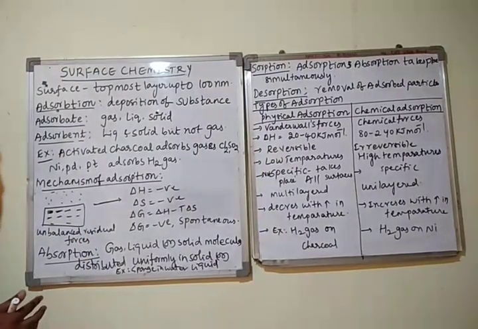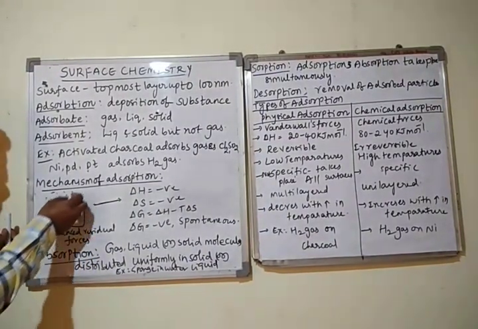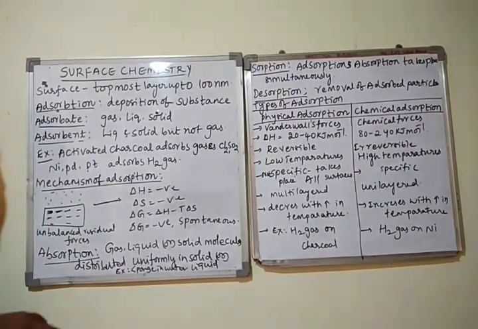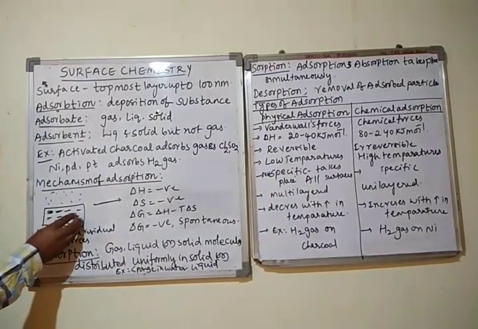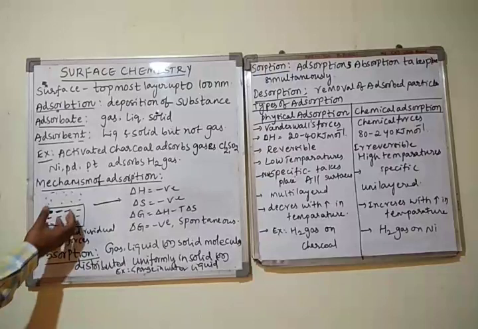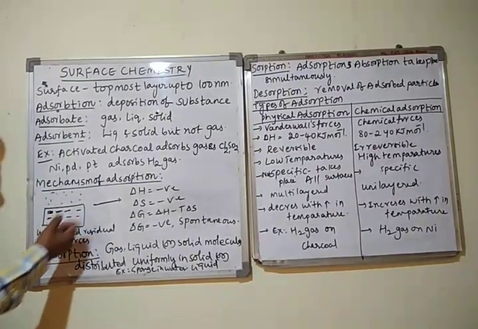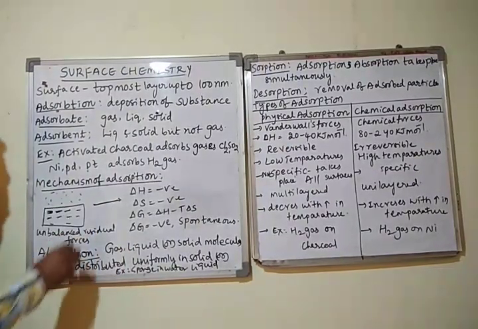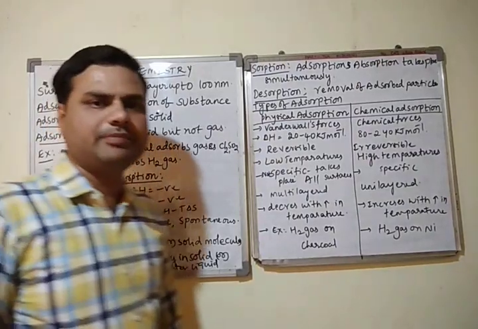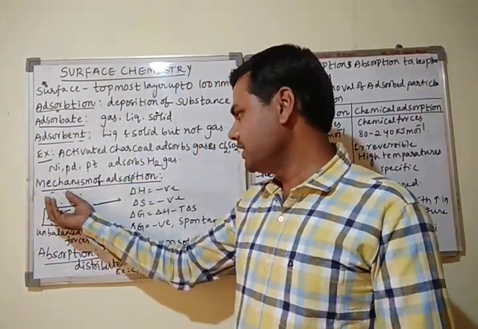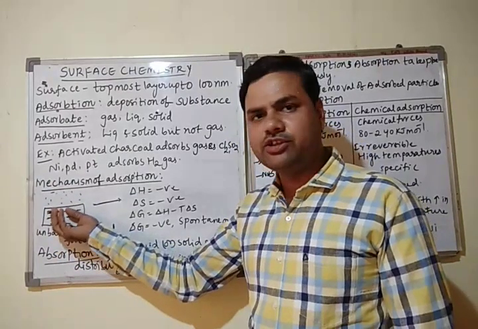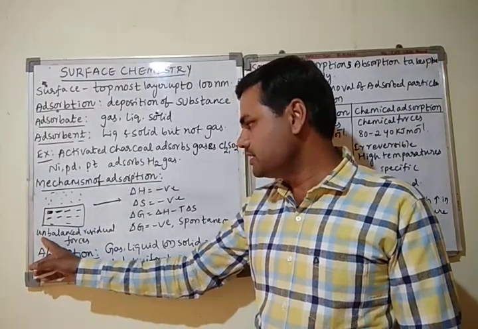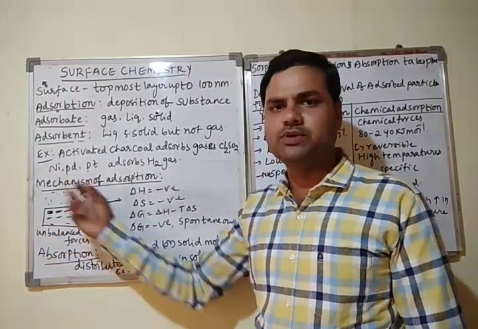Unbalanced residual forces. Similarly, the adsorbate particles come near to the adsorbent. During adsorption, what happens? The adsorbate particles come near to the adsorbent. In between these two, some forces are developing. Due to these forces, there is always a decrease in the enthalpy. Because when the adsorbate particles come near to the adsorbent, some unbalanced residual forces will develop.